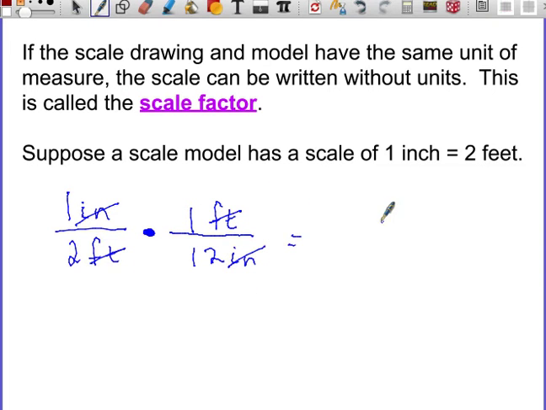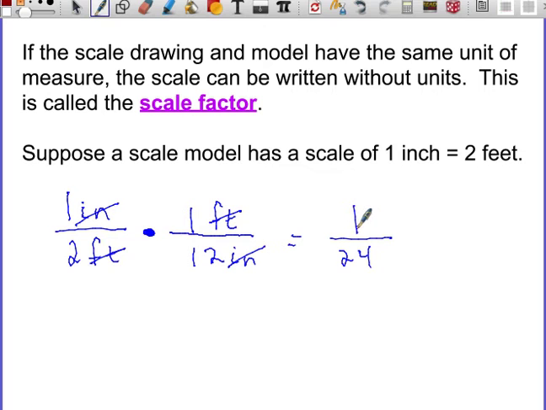Multiply straight across, 1 times 1 is 1, and 2 times 12 is 24. So the scale factor is 1 to 24. And the interesting thing about using a scale factor is, whereas before we were talking about feet and inches, and that's kind of what you would have had to measure in if you were going to use the scale, scale factor works with any measurement.